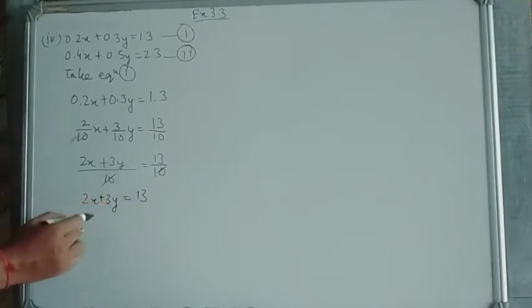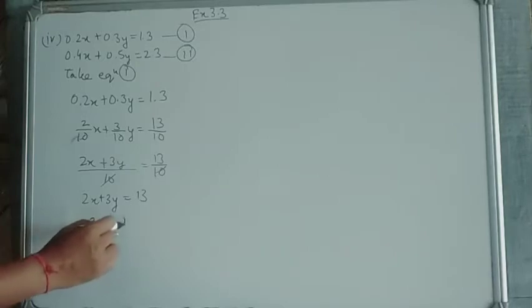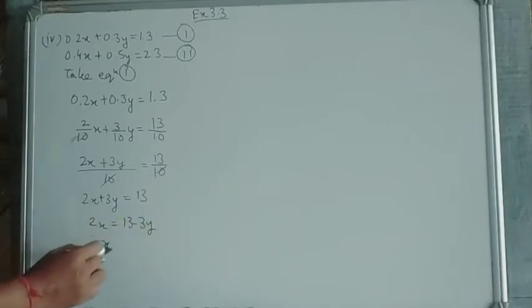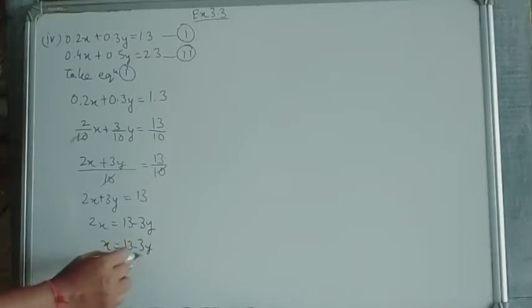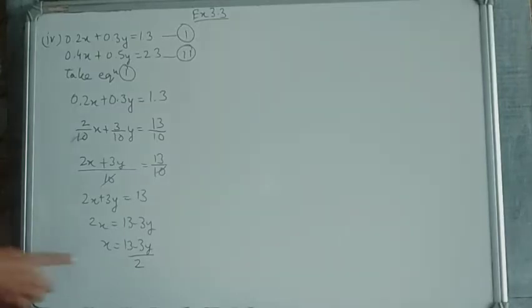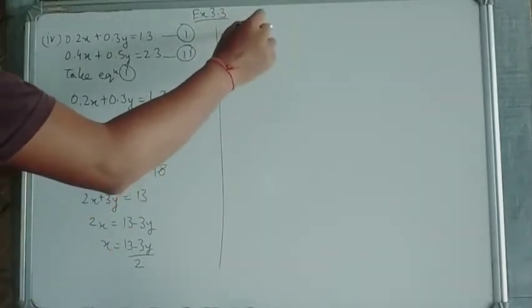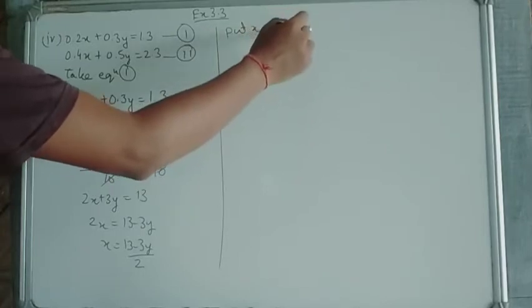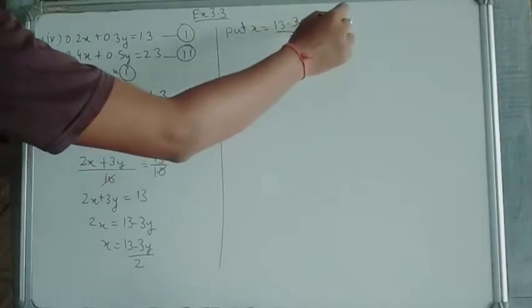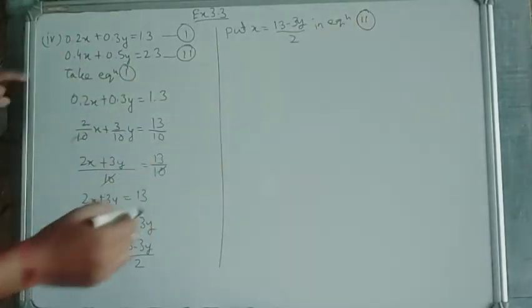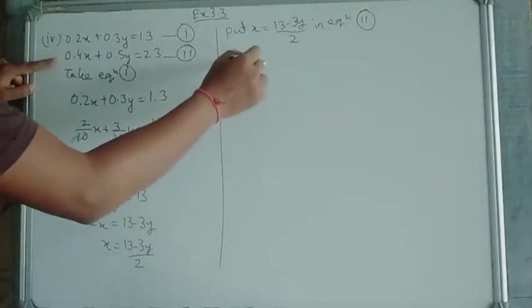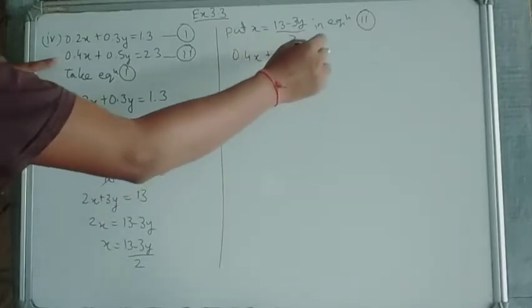Or I can say 2x equal to 13 minus 3y, or x will be equal to 13 minus 3y by 2. This we will keep. So this is what I got from here as the value of x. Now we'll put x equal to 13 minus 3y by 2 in equation 2. So what is your equation 2? 0.4x plus 0.5y is equal to 2.3.